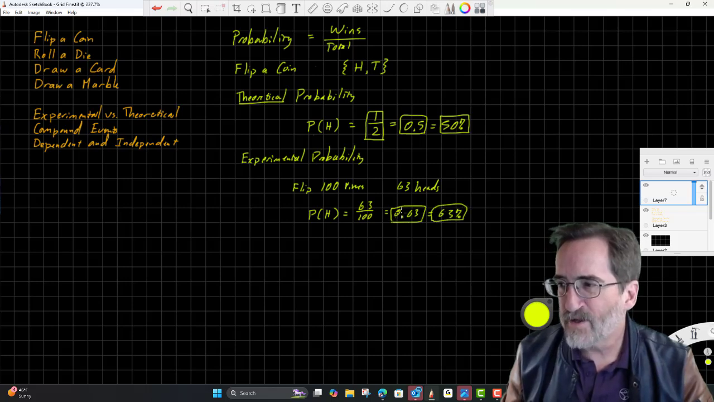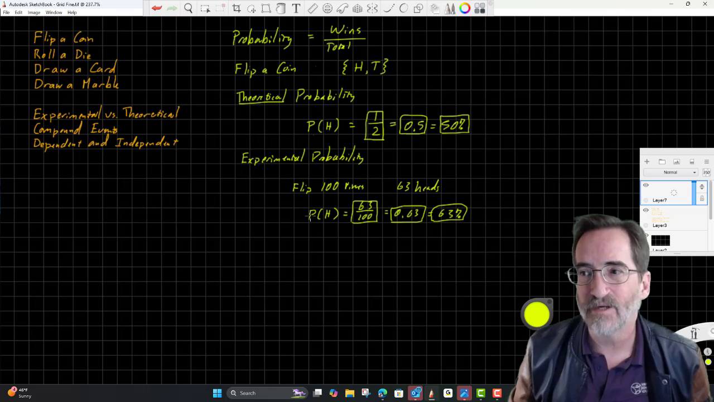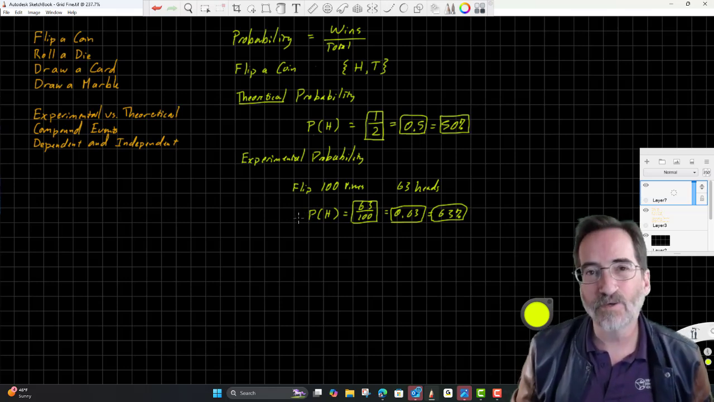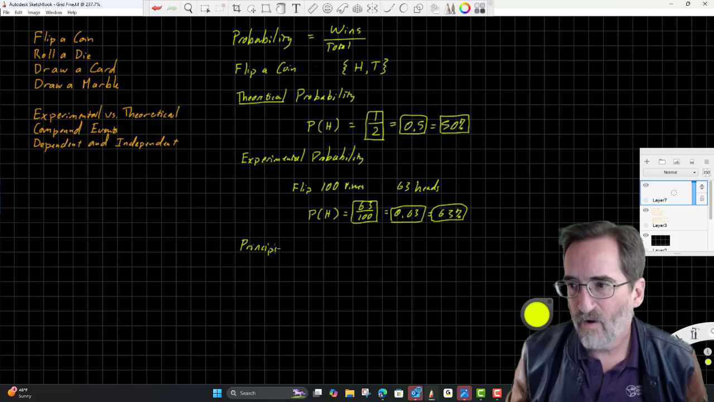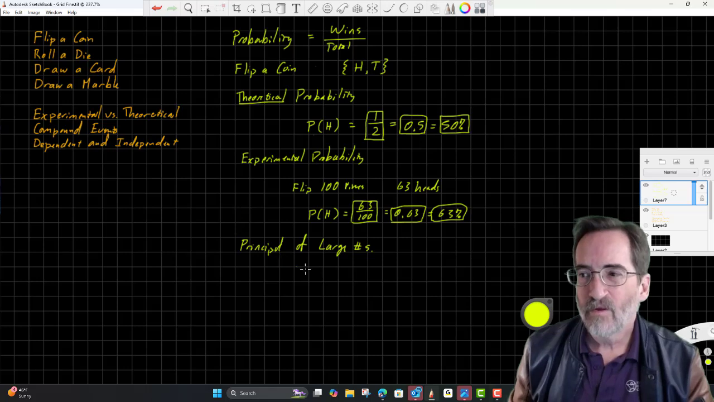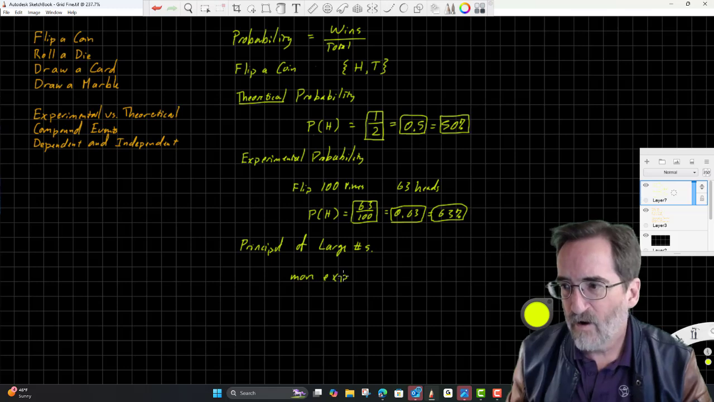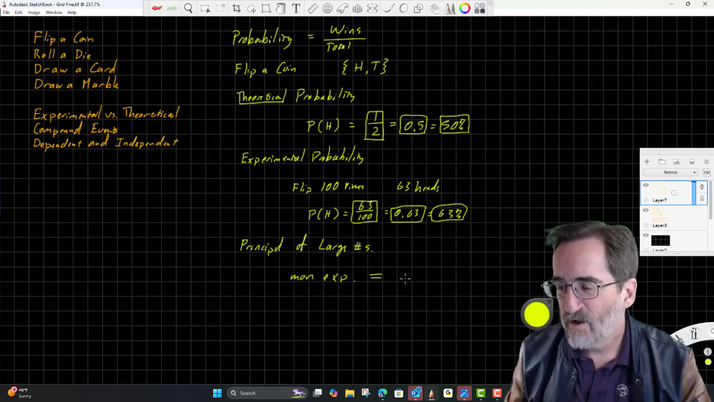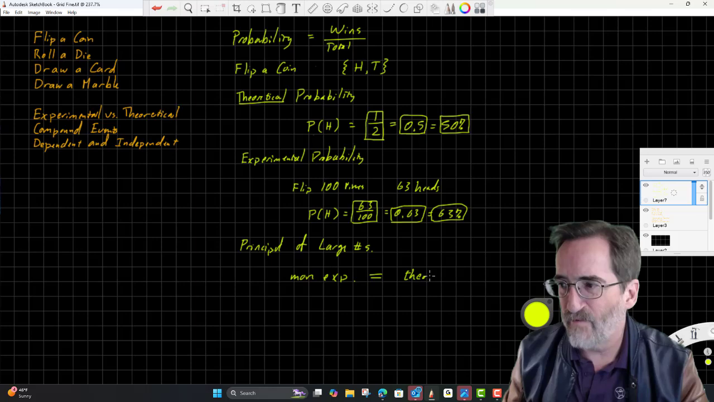Do note that that's not the 50% we got before. That's actually greater. We got a higher number than we expected. Okay? And that is actually not unusual. But there's this principle called the principle of large numbers, which says this: if I do more experiments, I expect theoretical to be closer to experimental probability.